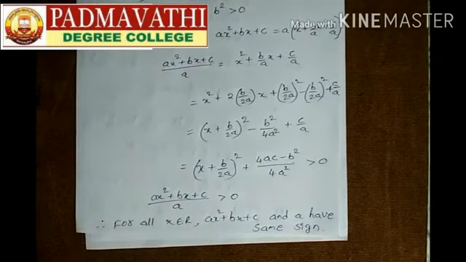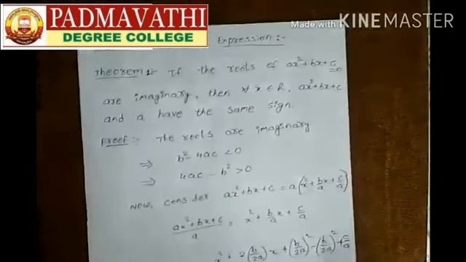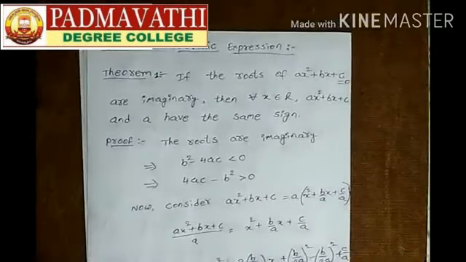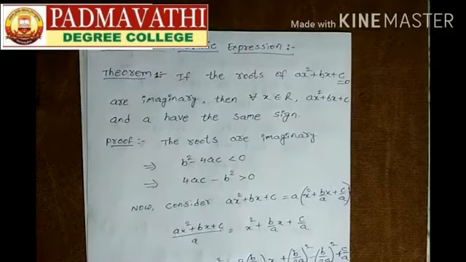So this is the first case, theorem 1. If the roots of ax square plus bx plus c equal to 0 are imaginary, then for all x belongs to R, the expression ax square plus bx plus c and its x square coefficient a have the same sign. By using this, you can decide the sign of the quadratic expression when the roots are imaginary.